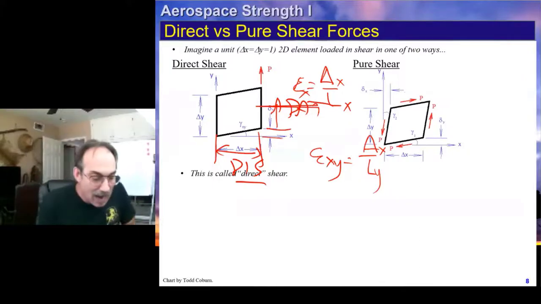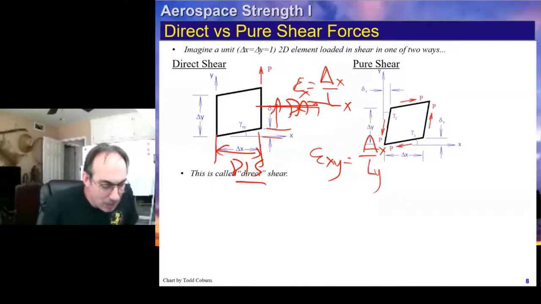You got it? So our strain, and we're going to use gamma for that, is actually the deflection in the y over the incremental length in the x.